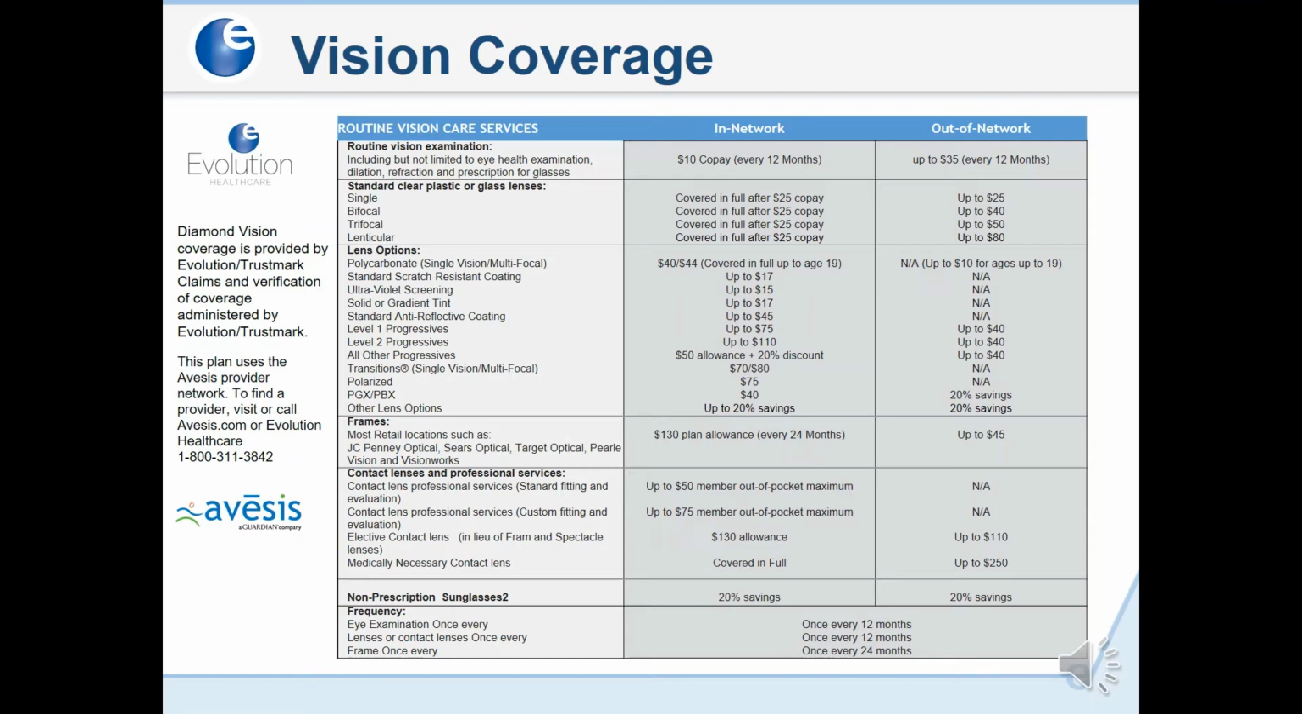Diamond Environmental continues to offer vision coverage through Avisus Vision. Avisus Vision did not make any changes this year to their plan, and you are able to get a routine vision eye exam every 12 months with a $10 copay when you see a participating provider. Frames are covered once every 24 months, and should you choose to go with contacts versus glasses, you can have lenses and an exam for contacts every 12 months as well.